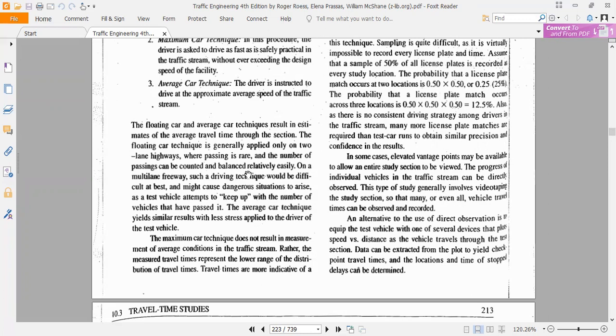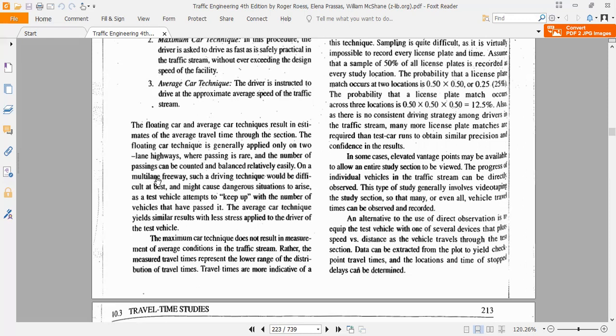But if you have 3 or 4 lanes, then it will be very difficult for the driver to drive as well as keep count of the number of vehicles that are overtaking him or the number of vehicles that he is overtaking. So the floating car technique you use for 2-lane highways, or highways where the number of lanes is small, usually 1 or 2, so that he can keep track of it and there is less strain on the driver.